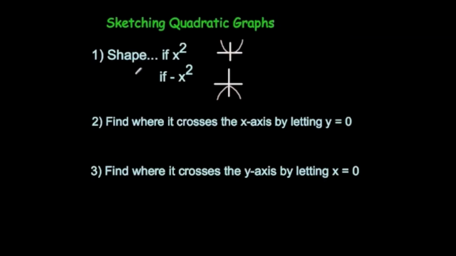Whenever you sketch quadratic graphs, you need to do three things. One is to consider its shape. For instance, if it's x squared, it's going to be a U shape, or if it's minus x squared, it's going to be an N shape. So you need to make sure you know if it's an x squared graph or a minus x squared graph. Secondly, you need to find where the graph crosses the x-axis.